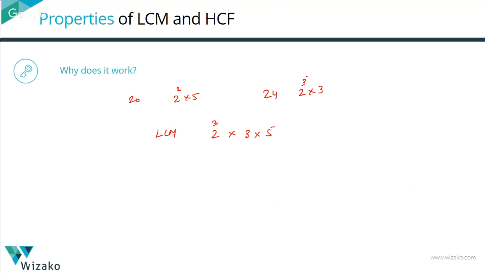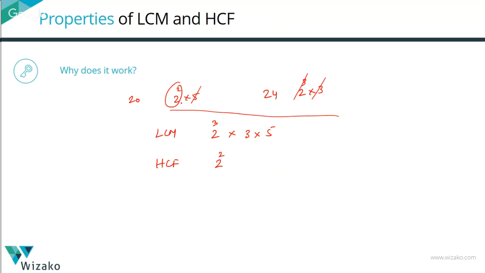So what all went into the LCM? I'll scratch those out. This went into the LCM. So did this. So did this. So these three numbers are now part of your LCM. What went into our HCF? Only common primes, which is 2, in its lowest power, which is a 2 square. That went into HCF. So between the LCM and HCF, we have divided all of the prime factors that we had between these two numbers.